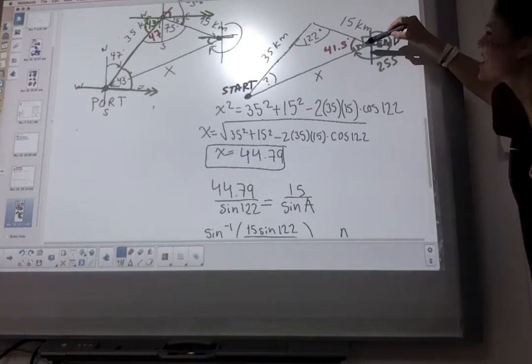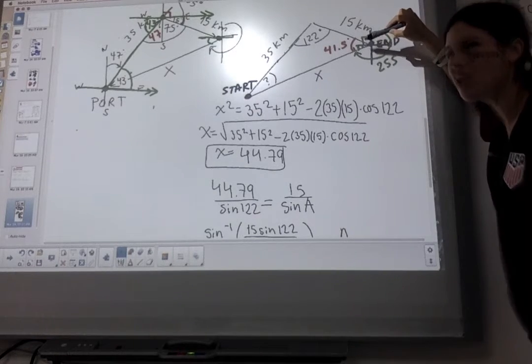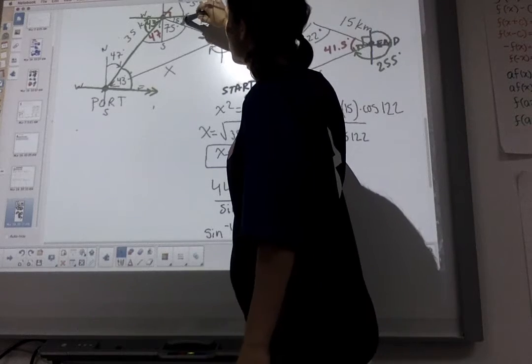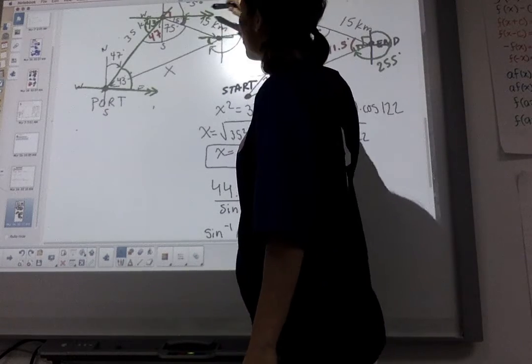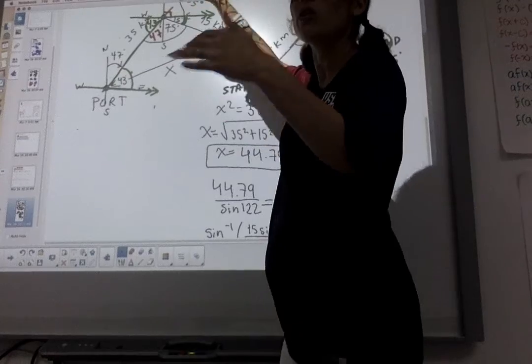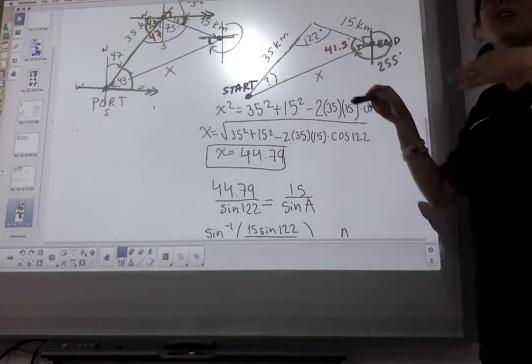Does everybody know why this tiny little green thing is 15? Because it came from here. Alternate interior angles once again with the northeast line. I'm sorry, with the east-west line.